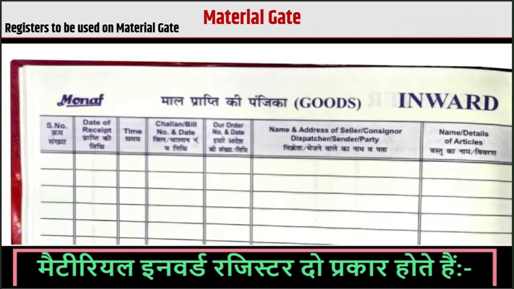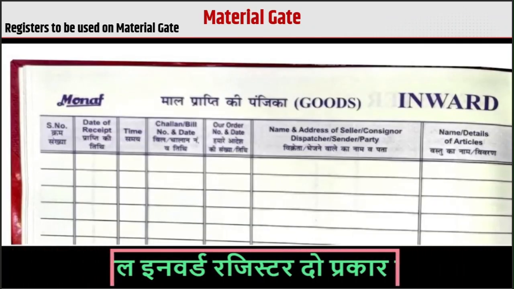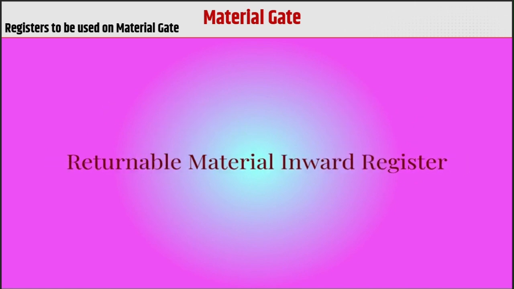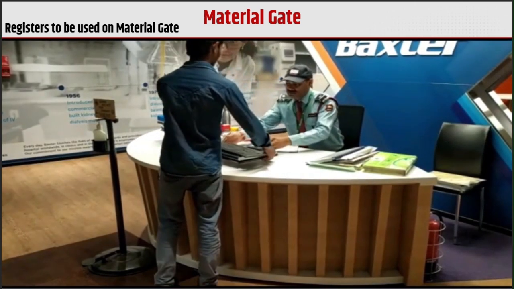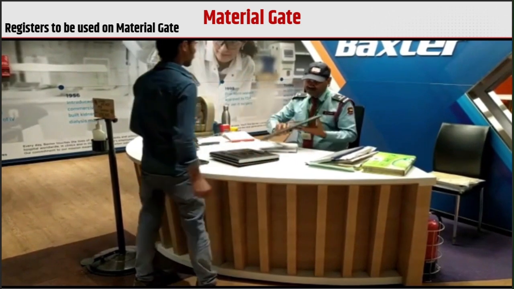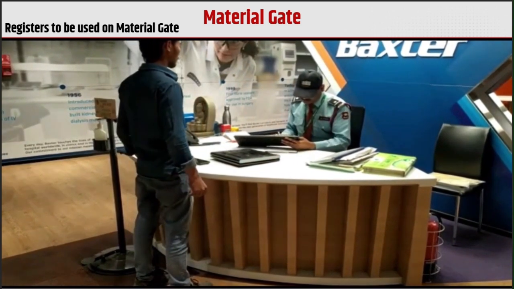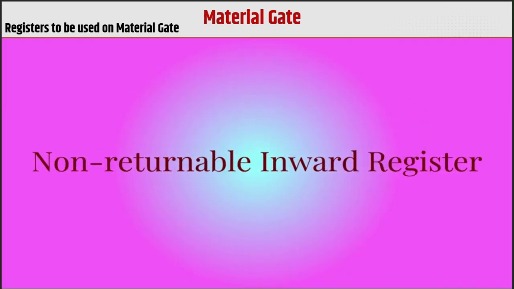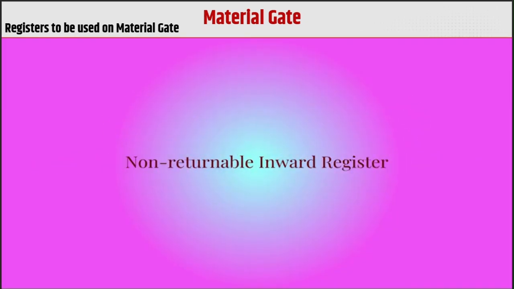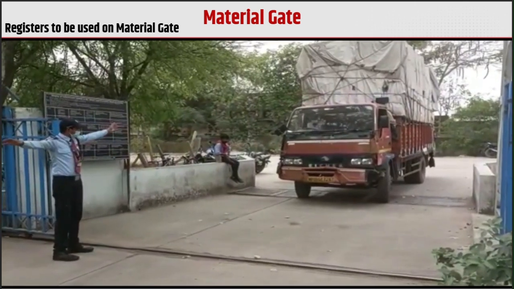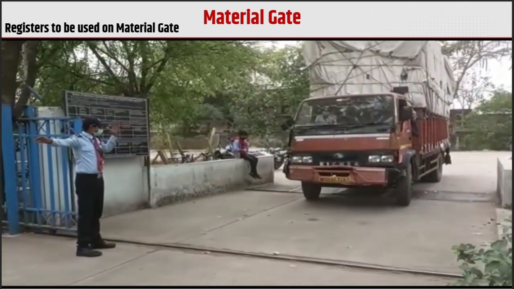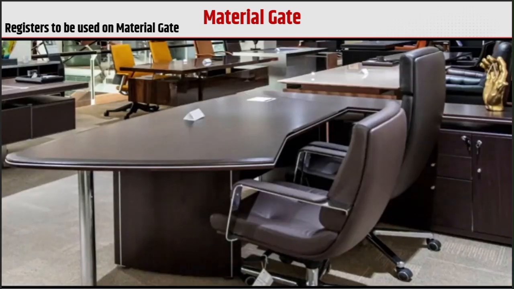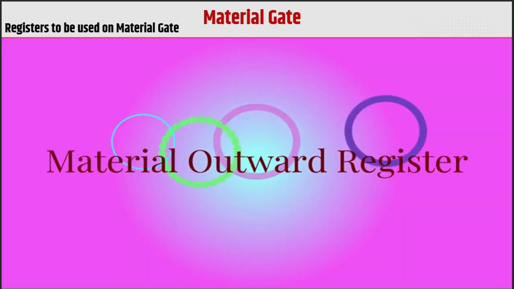The Material Inward Register is of two types, in which the first is the Returnable Material Inward Register. In this register, enter the goods that have come to the company, but after the work is done, will go back. Non-returnable inward register: the goods that will come into the institution permanently, but will not be returned, such as raw materials, permanent property, machines, etc.